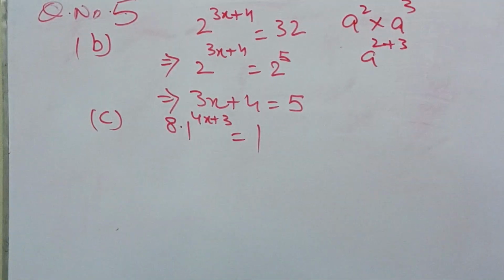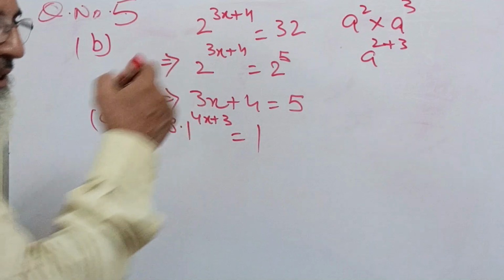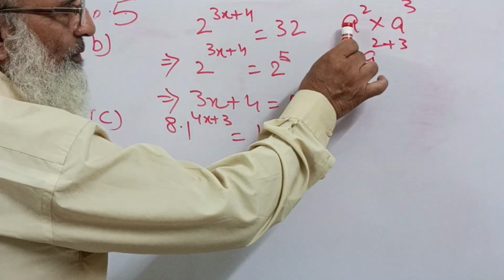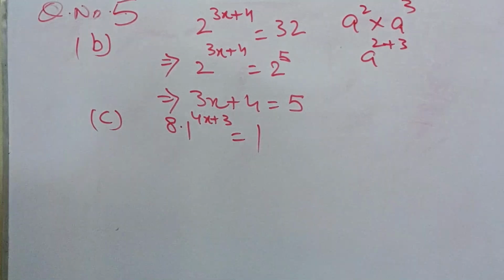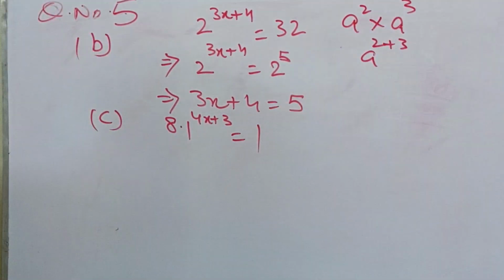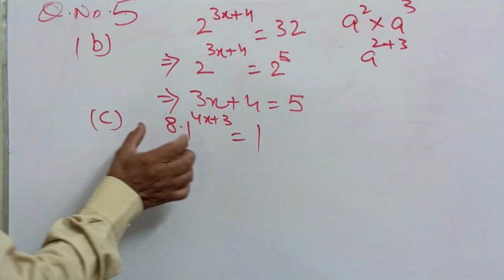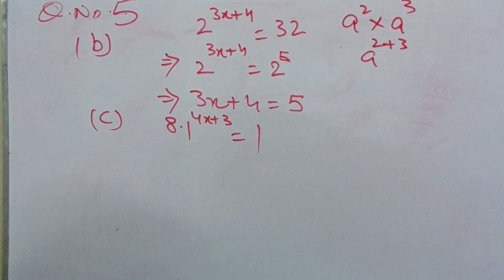Now I hope you would have understood my point. The reason here is that when the bases are same and these are multiplied, the powers will be added together. Now you see that this 8.1 has also come from any same base.